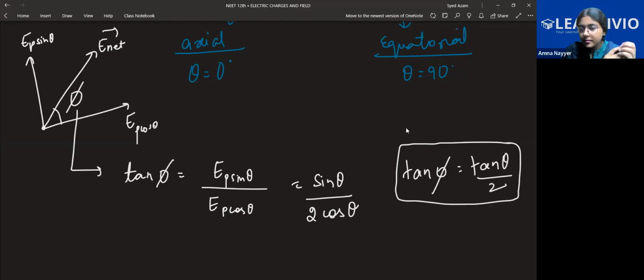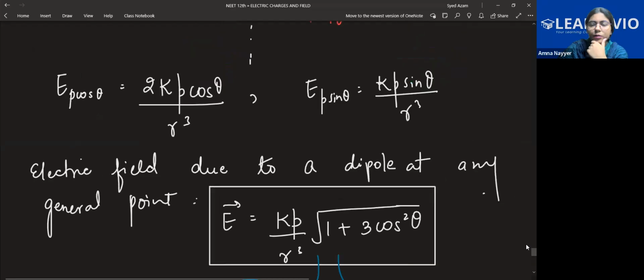Yes, ma'am. And Jasleen, what about you? Understood this? Any doubts if you have from any of the parts? Okay. Write it from here.